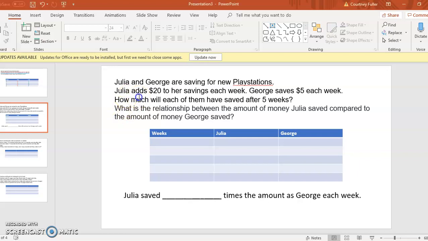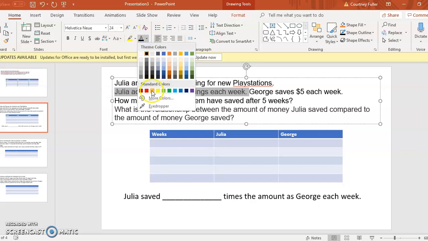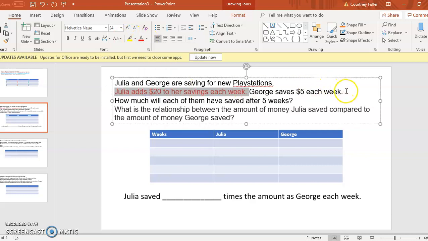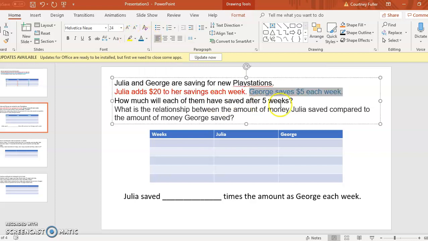We have Julia and George, and both of them are saving to buy a new PlayStation. Julia adds $20 to her savings each week. George saves $5 each week. How much will each of them save after 5 weeks?